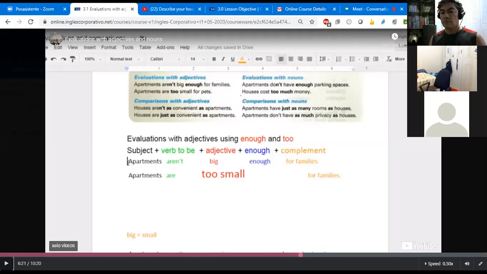Okay, let's continue then. Now, if you see, this was adjectives. Now we're going to go to the evaluations with nouns, okay? And always using too and enough.